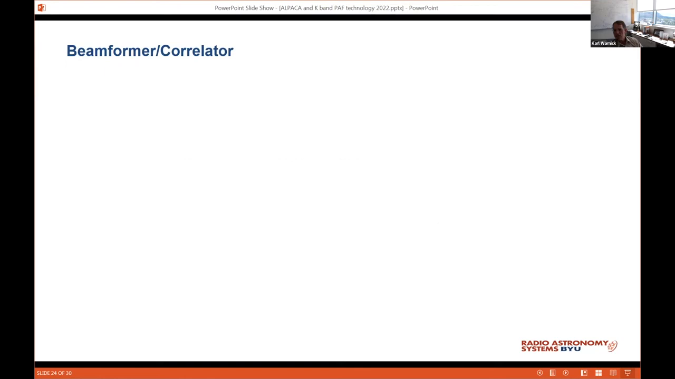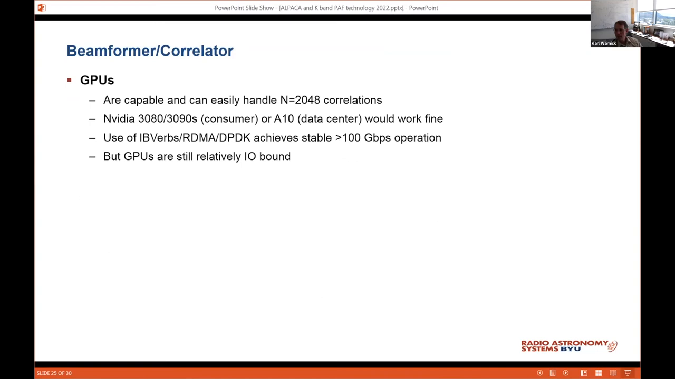After frequency channelization comes the beamformer correlator. GPUs are really capable. They can handle the task no problem because we distribute the workload over many. Consumer grade GPUs work fine. We find that the gamer boards are cheaper and better than the science boards. The science boards are just more expensive. GPUs really though are IO bound. Getting the bits from the FPGA through the network switch through the CPU onto the GPU is one of the main bottlenecks. That's a big issue. It's workable, but really that's the limiting factor.